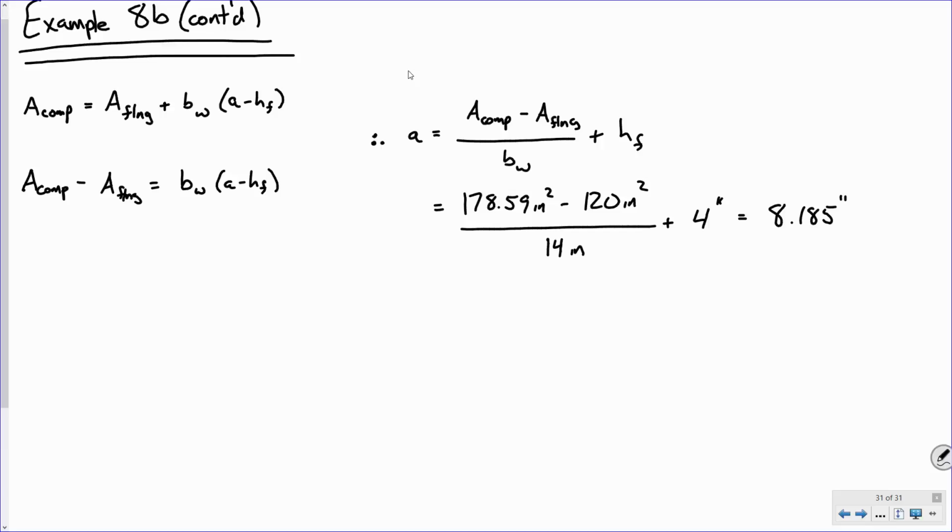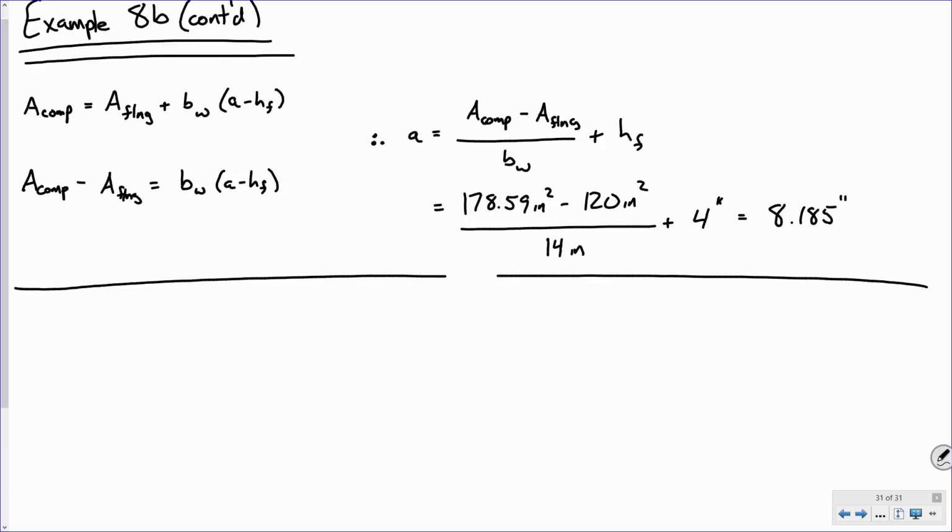Now, obviously, this is greater than 4 inches, so that validates our assumption. And you go, well, wait a minute, you're adding 4, so obviously it's going to be greater than 4. Well, if you did some incorrect math, this would come out to be negative, so it's just a side point. Now, everybody good so far?